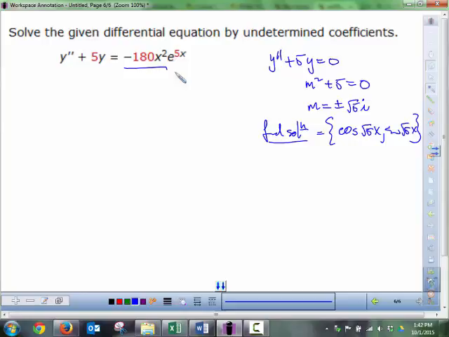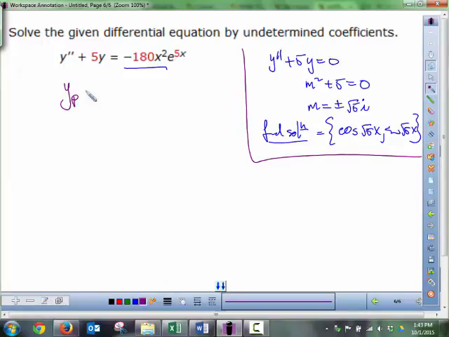Okay, now I have x squared e to the 5x. What is going to be my guess for the particular solution? It's tricky now because there's an x squared. So I definitely want an e to the 5x there in this picture. But I have a polynomial, more specifically a second degree polynomial. So remember how we want to express a second degree polynomial: ax squared plus bx plus c is going to get multiplied with this.